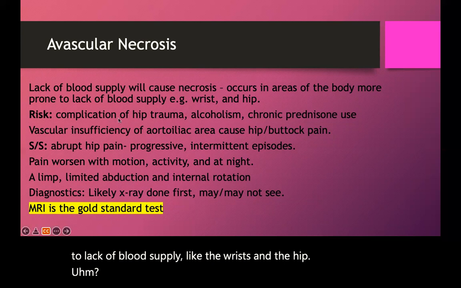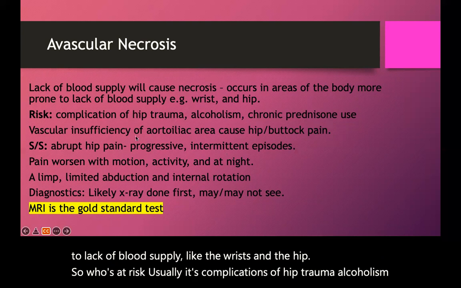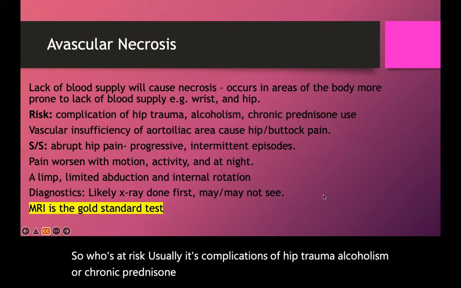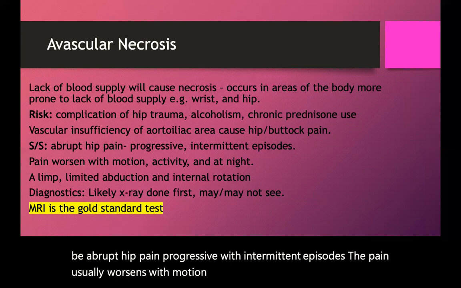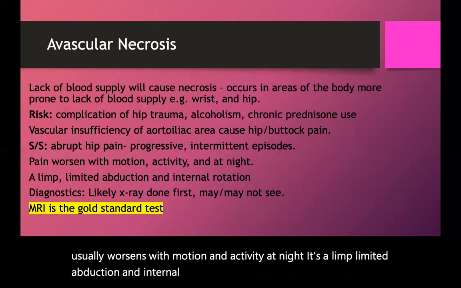So who's at risk? Usually it's complications of hip trauma, alcoholism, or chronic prednisone use, vascular insufficiency. Symptoms would be abrupt hip pain, progressive with intermittent episodes. The pain usually worsens with motion and activity at night. It's a limp, limited abduction, and internal rotation is what you're seeing on exam.